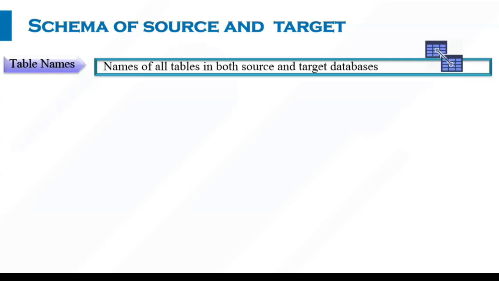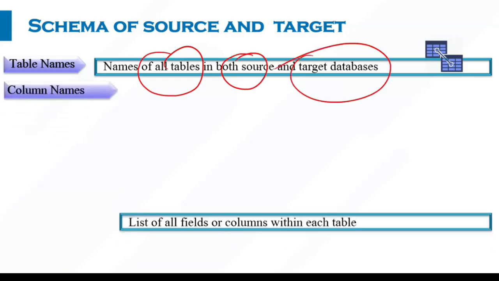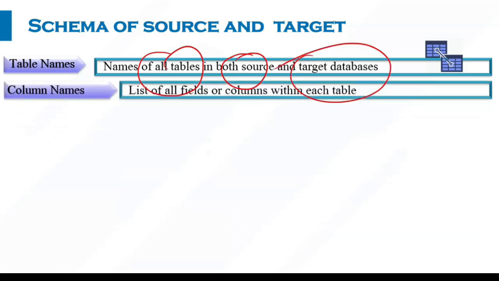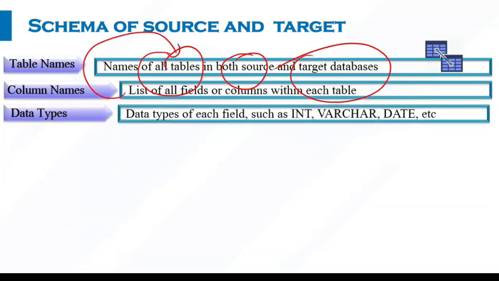Then we also have a schema of the source and target. Before we load the data into the target, you need to create the structure of a table, right? In that case, we have the names of all the tables in both source and target databases, and also column names. What are the columns in these tables? That would be there. We have data types for each field. Is it an int? Is it a varchar? Is it a date? For each field, for all the columns, for all the tables.